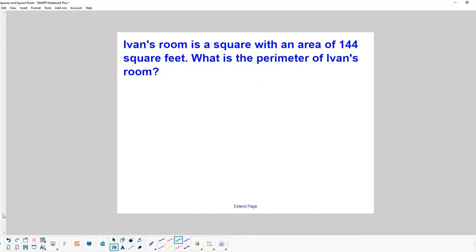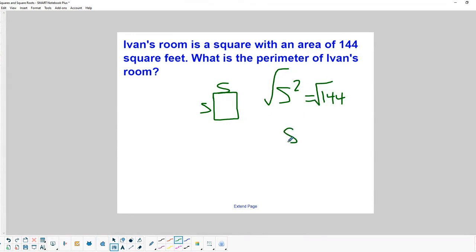Okay, Ivan's room is a square with an area of 144 square feet. What is the perimeter of Ivan's room? Well, if we have a square, we know that the area is just side times the side. So if side squared, which is the area of a square, is 144, then we know if we take the square root of the 144, we will get the amount of one side, which is 12. So each side of the room is 12. And if we go all the way around and apply that 12 to each side, 4 times 12 would be 48 feet.